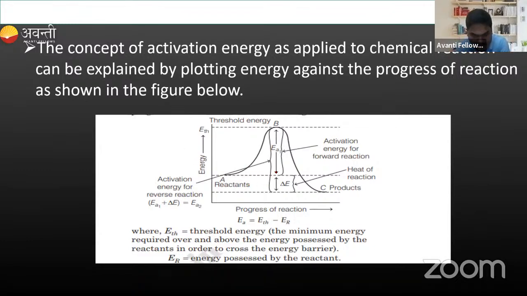This is the activation energy for the forward reaction. So the activation energy for the reverse reaction is also there. ETH is the threshold energy, that is the minimum energy required, over and above the energy possessed by the reactant, in order to cross this energy barrier. So this is known as the energy barrier. And ER is the energy possessed by the reactant.